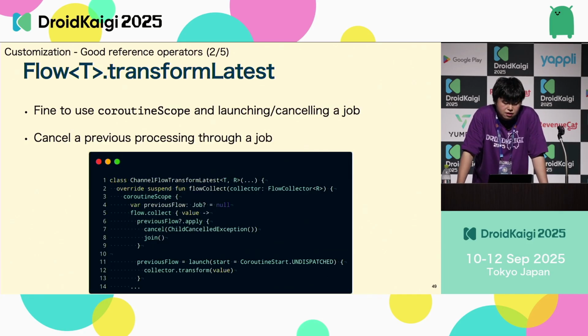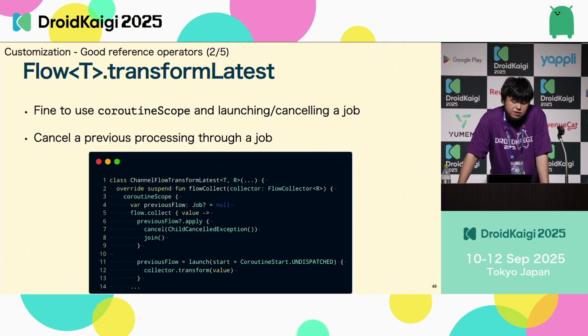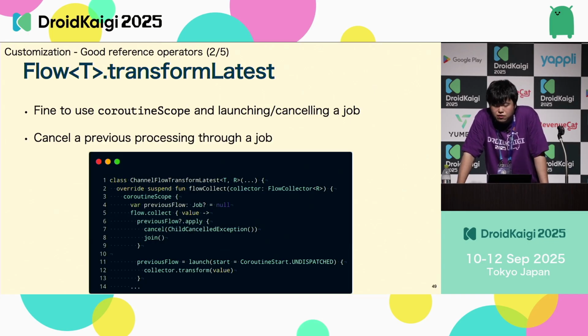transformLatest internally cancels the previous ongoing transformation when the upstream emits a new value. This operator shows that you can safely use coroutineScope functions, launch, and cancel jobs if it's a custom flow class. Using channel flow is also fine if it's stateless.